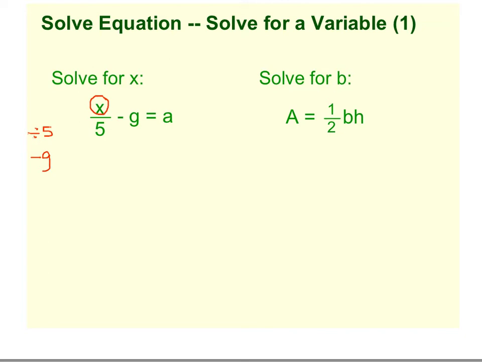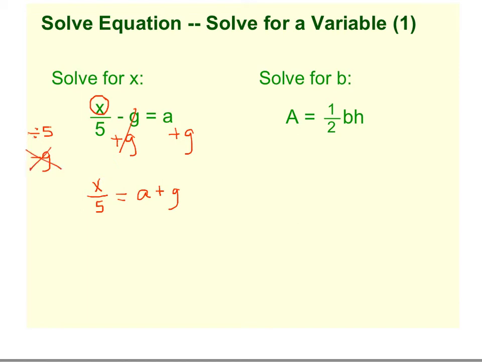All right. Now, to solve for x, you want to go through PEMDAS in a backwards order, so you want to undo any addition or subtraction first. Well, we have a minus g, we want to go ahead and undo that. The opposite of subtracting g is adding g. So we will add g to both sides. That cancels, we rewrite our equation, x over 5 equals a plus g. So we got that one.